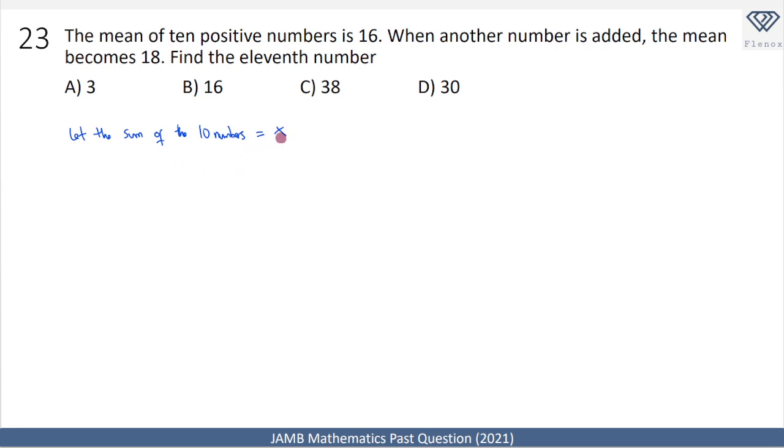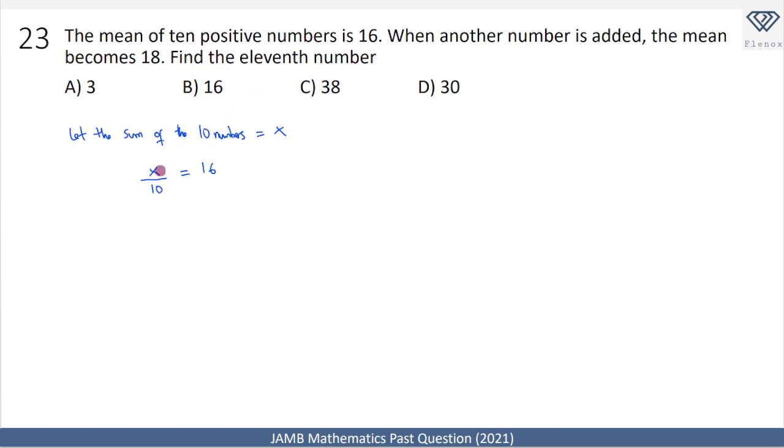So what can we say? We know that when we sum up these known numbers, let's say they are a plus b plus c plus d all the way up to the 10th number, we say the sum is equal to x. So we know that x divided by how many numbers do we have? 10 is equal to 16. And that is the best way in which you can interpret this first expression, that the mean of 10 positive numbers is 16. Now what is the mean? The mean is the sum of all the numbers divided by the numbers that you have.